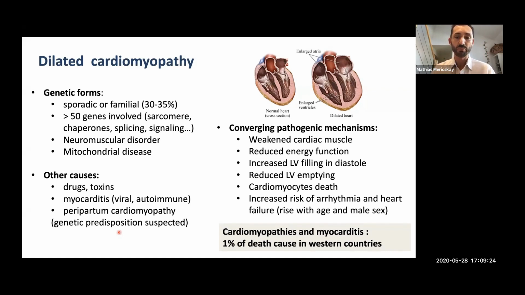Some other common pathogenic mechanisms include cardiomyocyte stasis, and some of the DCM also present an increased risk of arrhythmia in the patients. And the risk of heart failure is present in most patients and tends to rise with age and male sex, a bit like normal heart failure. So the cardiomyopathies and myocarditis altogether account for about 1% of deaths in Western countries, and it's a major cause of cardiac transplantation in Western countries.